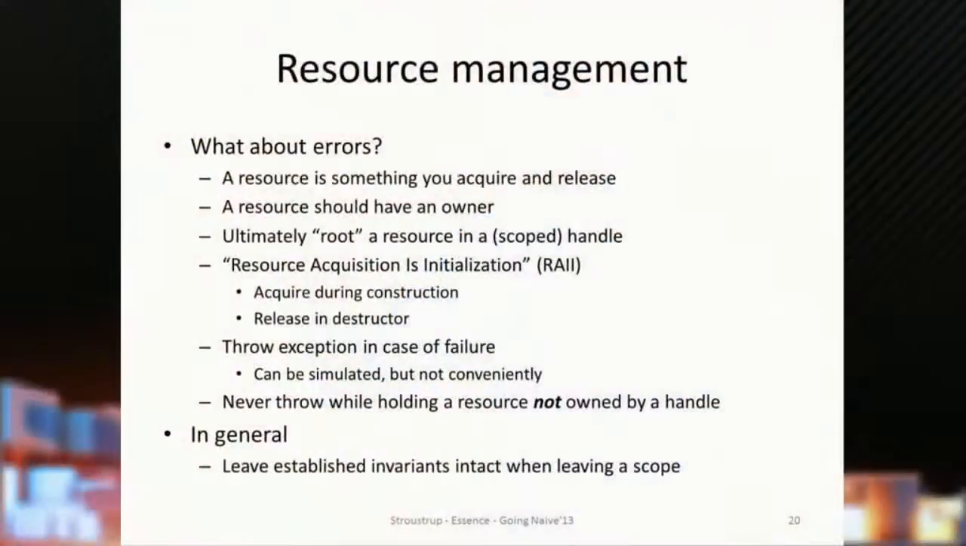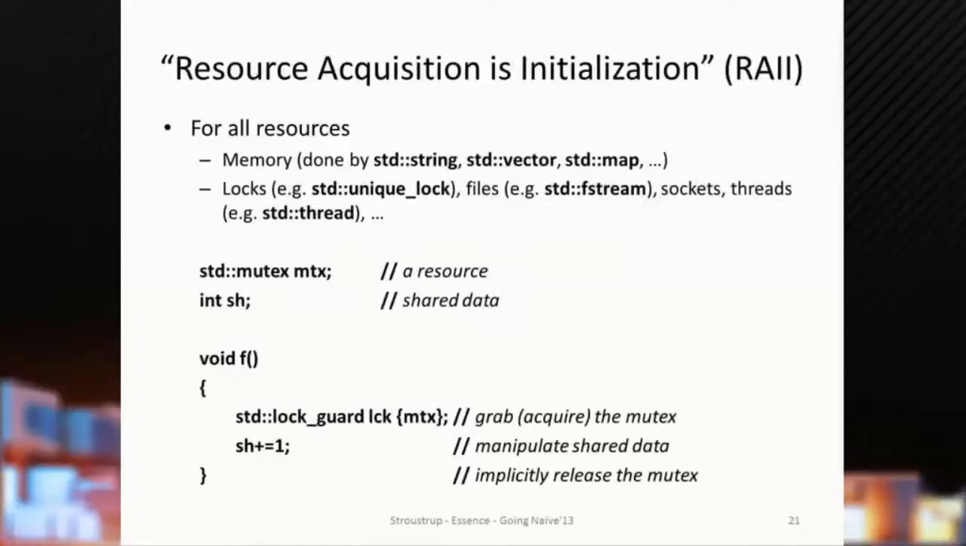Pretty horrible stuff. And basically the rules for not leaking becomes never throw while holding a resource that's not owned by a handle. So if you do something silly like acquire some memory and just hold it, a pointer to it, and then throw an exception, you're in deep trouble. We'll get back to that. Okay, so here's an example.